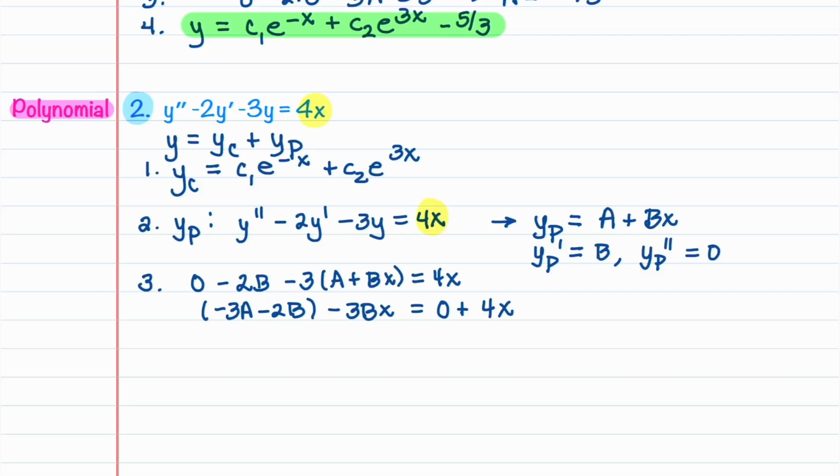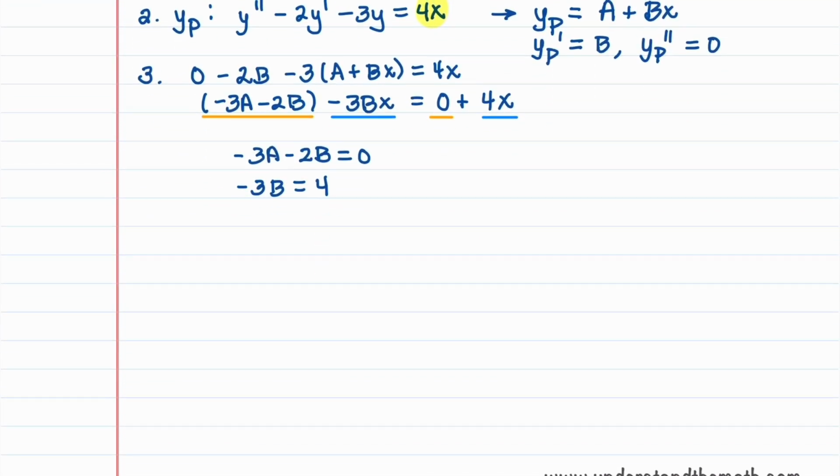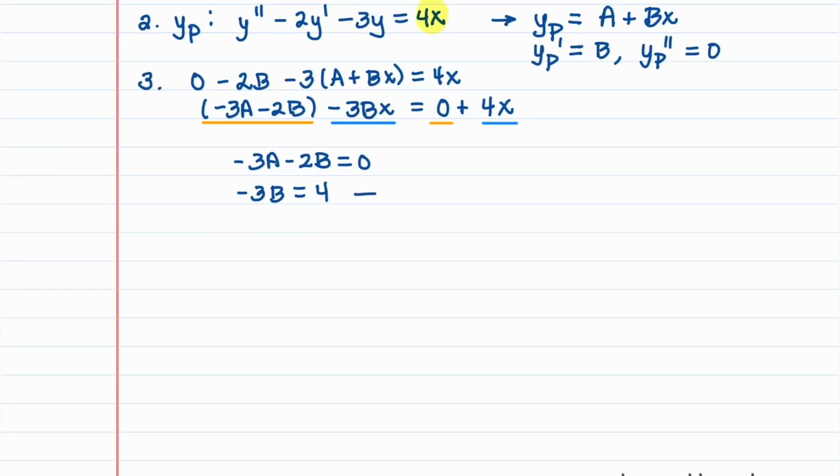By writing it this way, we can see that minus 3a minus 2b has to be equal to 0, and then minus 3bx has to be equal to 4x. This gives us that minus 3a minus 2b is equal to 0, and we have minus 3b is equal to 4. Let's solve our second equation first.